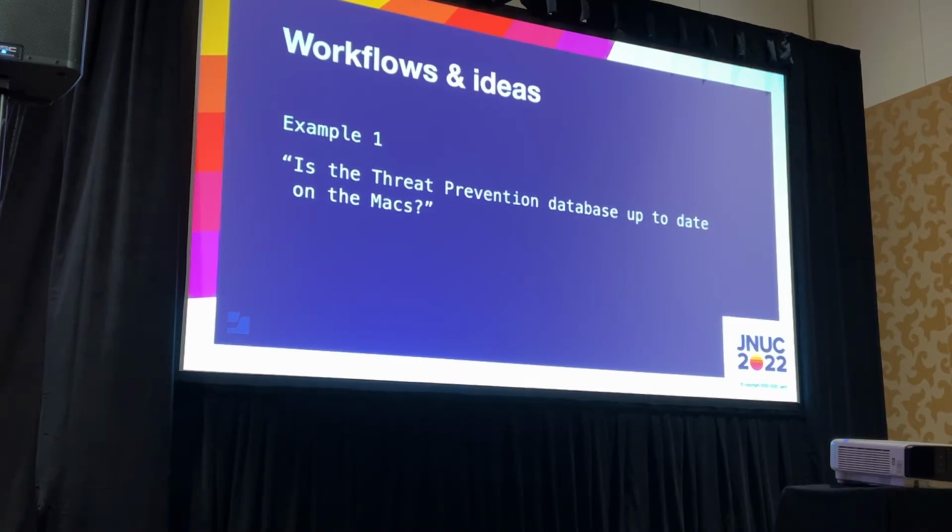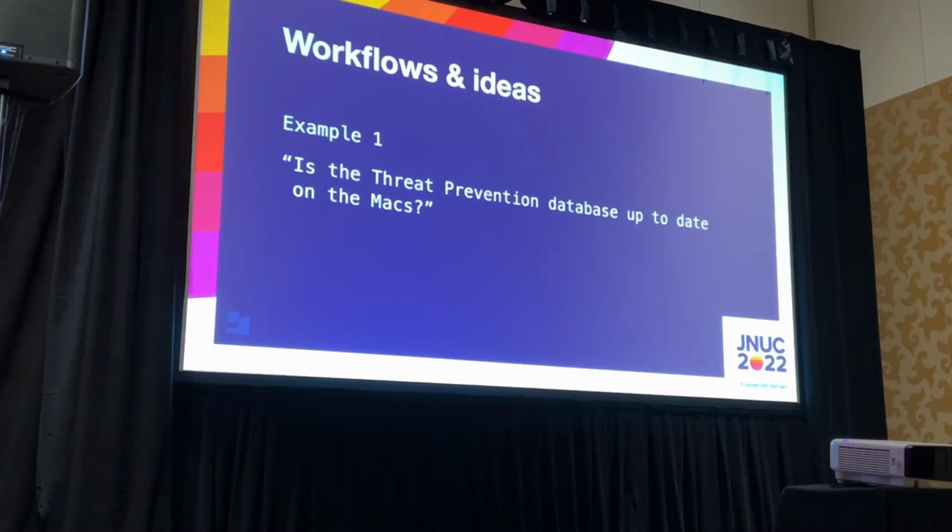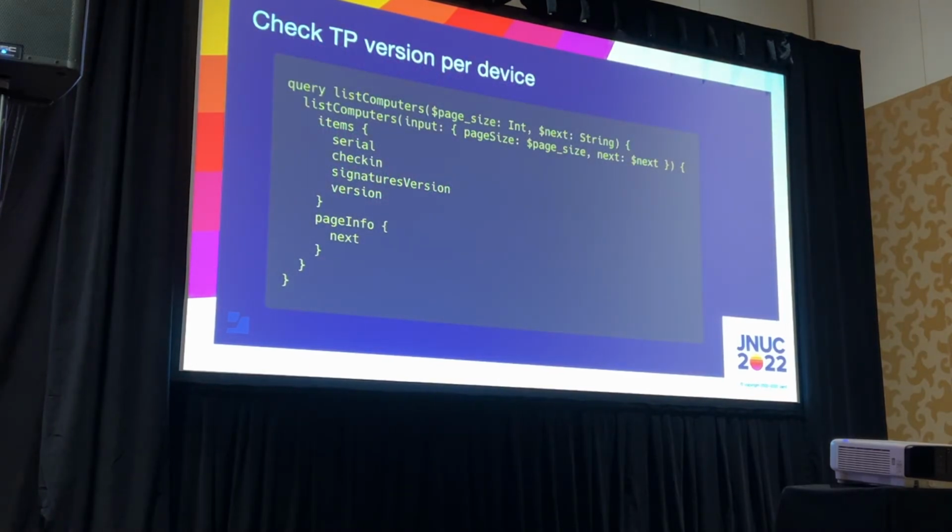The threat prevention database is the actual database of the known malware and bad stuff hashes that we have on the device, and it needs to be updated on the device, of course. So if your device doesn't update this database, well, that's a problem. So how can we make sure that our devices are actually updating the threat prevention database? We're going to start by checking the threat prevention version per device.